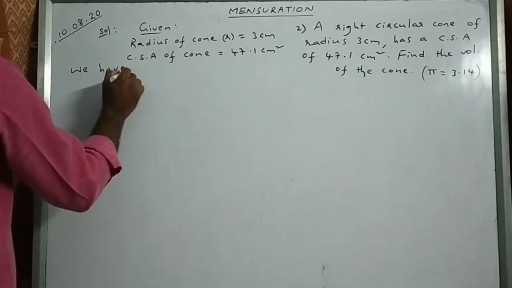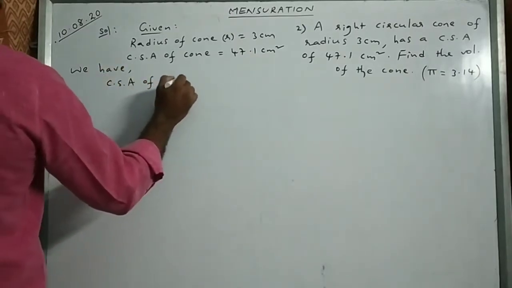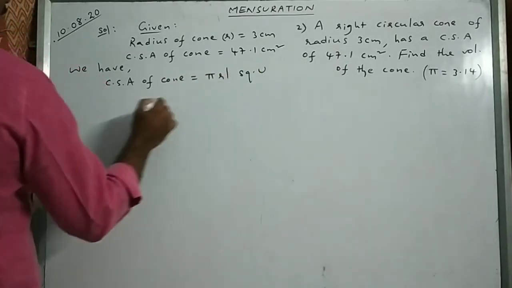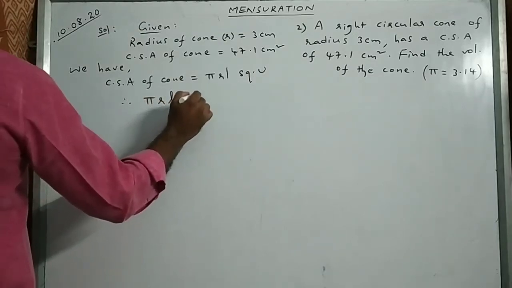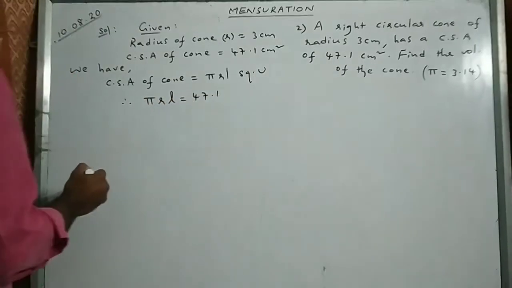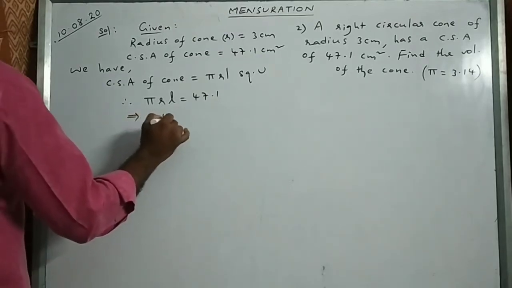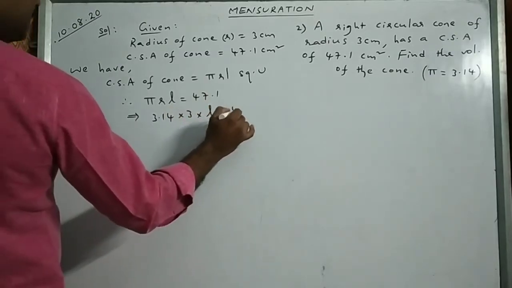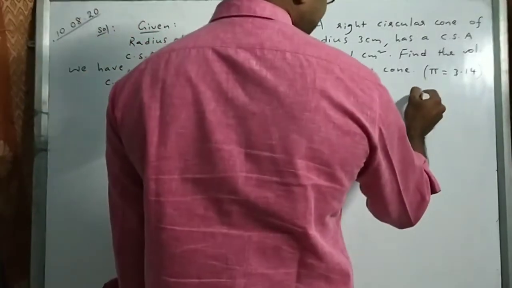We have CSA of cone equal to pi RL square units. So therefore pi RL is equal to 47.1. Okay, pi value how much here? 3.14. The radius is already given, so L equal to 47.1 divided by pi R. So from this we will get slant height, right?